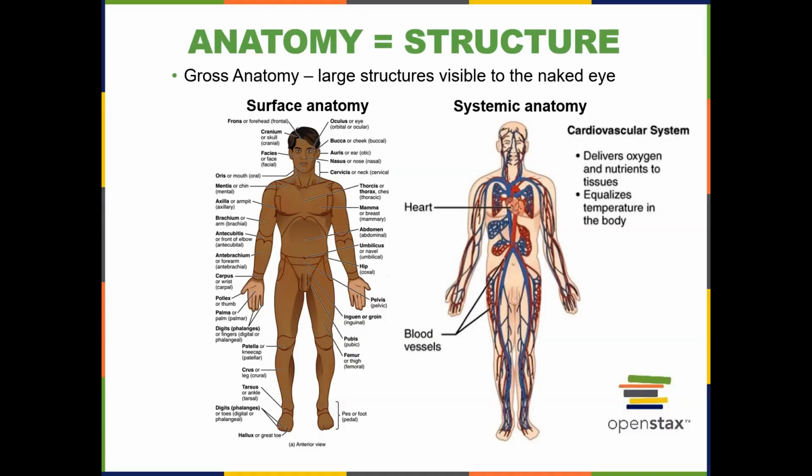And systemic anatomy is the study of structures that work together to perform a common function. Here we see the cardiovascular system, which includes several different organs, including the heart, which provides the pumping action to move blood through the blood vessels. The heart and blood vessels work together to perform a common function of delivering nutrients throughout the body and removing waste from the body.